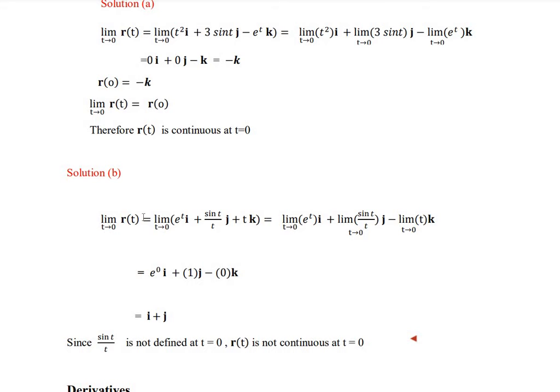So here the limit exists. The limit as t tends to 0 of vector r of t, applying the limit component wise, you will get the answer as i cap plus j cap. But the problem is, when you take the second component sin t by t, sin t by t is not defined at t equals 0. Therefore, vector r of t is not defined at t equals 0. Therefore, we can conclude that vector r of t is not continuous at t equals 0. The first condition is not satisfied.